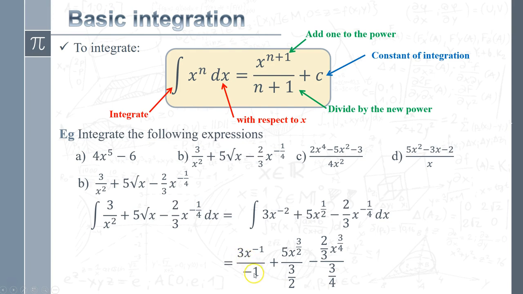So I've got 3 divided by minus 1, so that's going to be minus 3. So I've got minus 3x to the power minus 1. Here I've got 5 divided by 3 over 2. KFC, kick, flip, change, turn upside down, multiply, so that's going to become 10 over 3. And then here I've got 2/3 divided by 3/4, flip it upside down, that's 4 over 3, do the timesing, I've got minus 8 over 9 to the power 3/4.